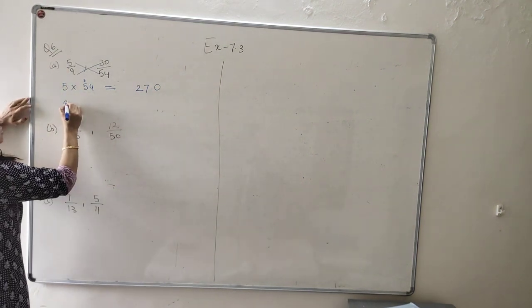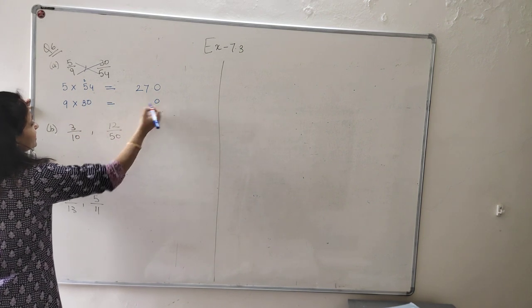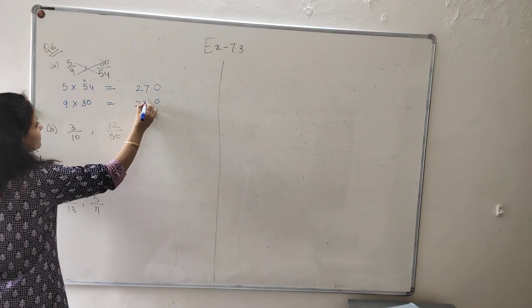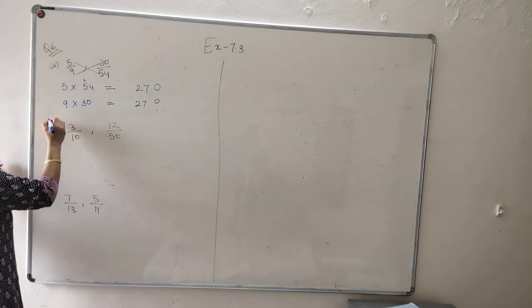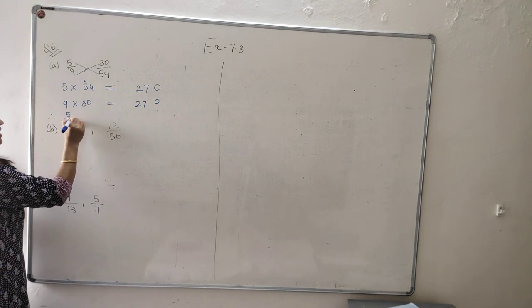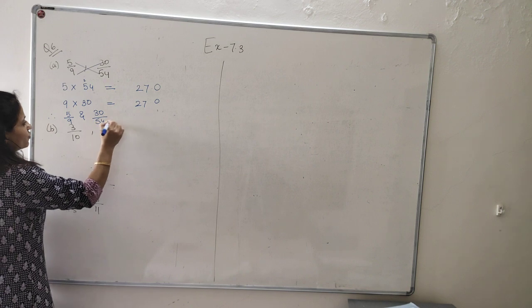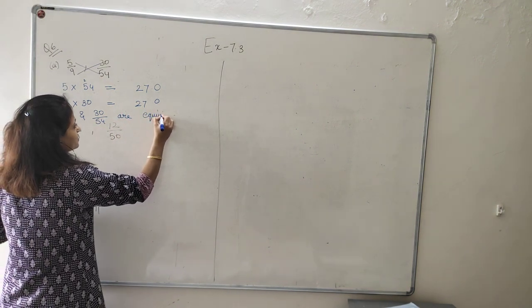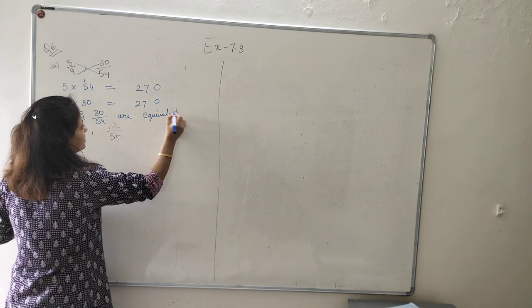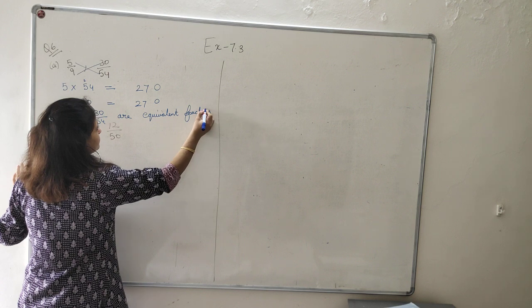Same way, 9 multiplied by 30. Here is 0 at the end. 9 3s are 27. Are they equal? Yes. Therefore, I will write, therefore 5 upon 9 and 30 upon 54 are equivalent fractions.